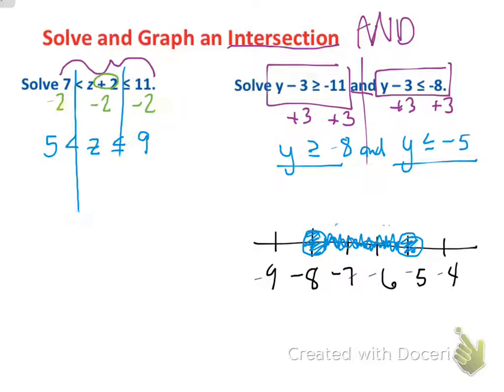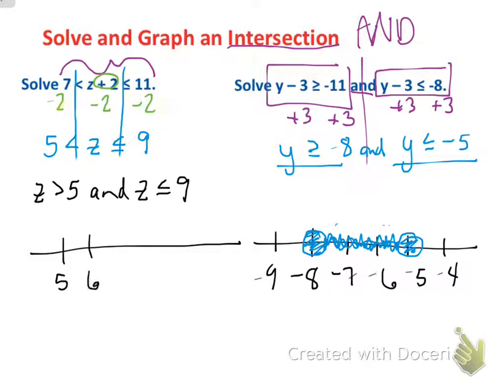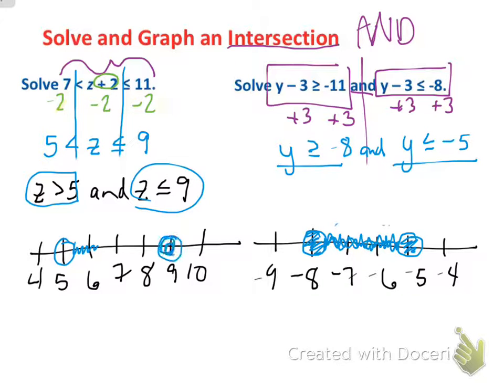Now, this might be a little bit trickier for you to graph. Remember, you can split it up. So you've got z is greater than 5, and z is less than or equal to 9. So on my number line, I've got 5, 6, 7, 8, 9. And for the first bit here, z is greater than 5. That's an open circle. And for the second bit, I have z is less than or equal to 9. That's a closed circle. And so you notice that the area where they're going to overlap is just the inside.